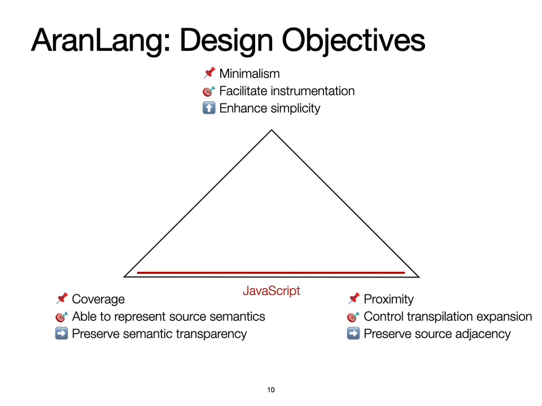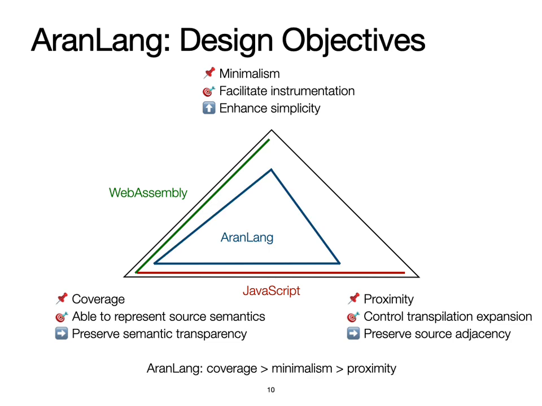At one extreme, we have JavaScript itself. By definition, it has perfect coverage and proximity. At the other extreme, we have low-level languages, such as WebAssembly. They are minimal and capable of representing JavaScript semantics. However, at the cost of heavy transpilation expansion, which means that we are no longer providing source-adjacent information to the analysis and the user.